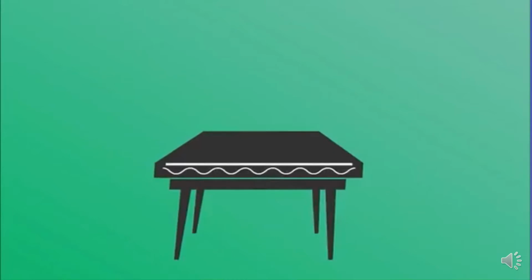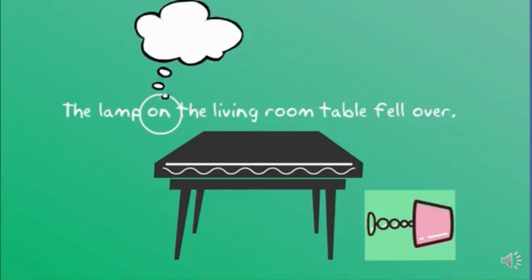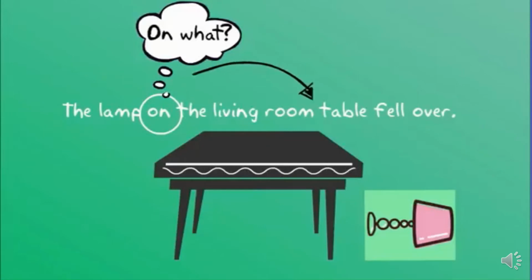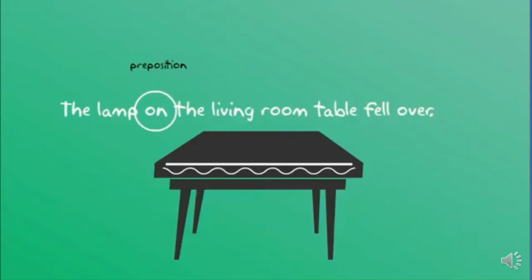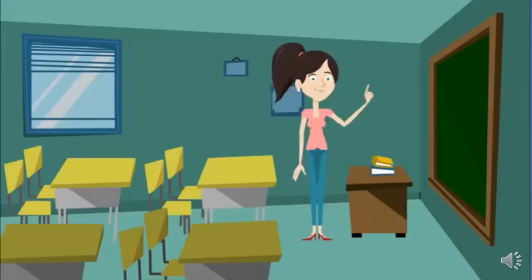So let's look at another example. The lamp on the living room table fell over. I recognize on as a preposition, so I ask, on what? On the living room table. Table is the object of the preposition on. The words the and living room are adjectives describing table.